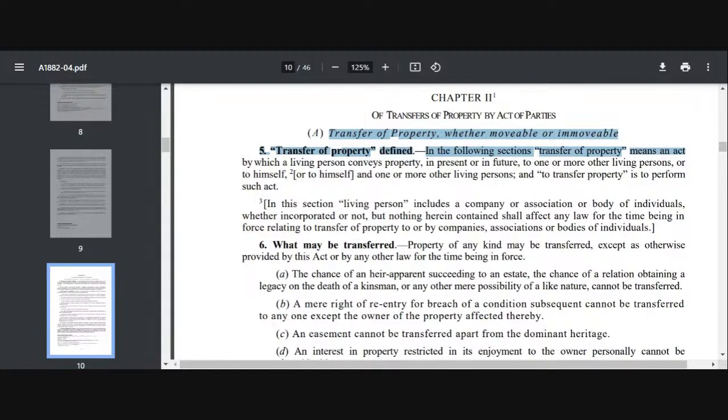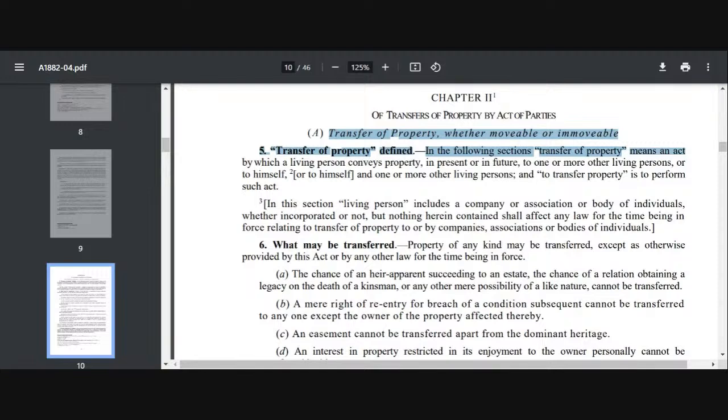This is the most important thing that you have to keep in mind when you are studying about TP Act, that it is a conveyance between two living persons. Okay, that means it is an act inter vivos. As I told you, it's an inter vivos transfer between two living persons. ये दिमाग में बिल्कुल रखना है. And it is an act. Okay, so it is an activity. It's a process between two living persons.